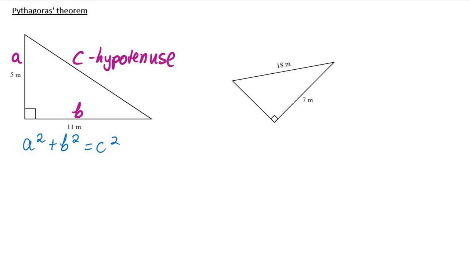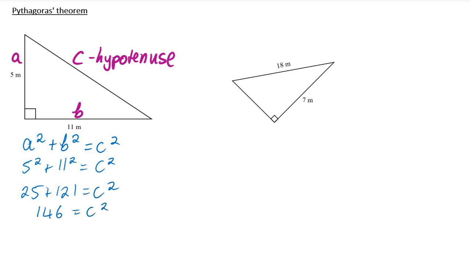And then we substitute into this. A is 5, b is 11, c we don't know. Evaluate what we can, and then take the square root. Now, this is giving our answer as an exact value. You might also be asked to give it as an approximate value, which would require you to round, usually to 3 significant figures, which is 12.1.